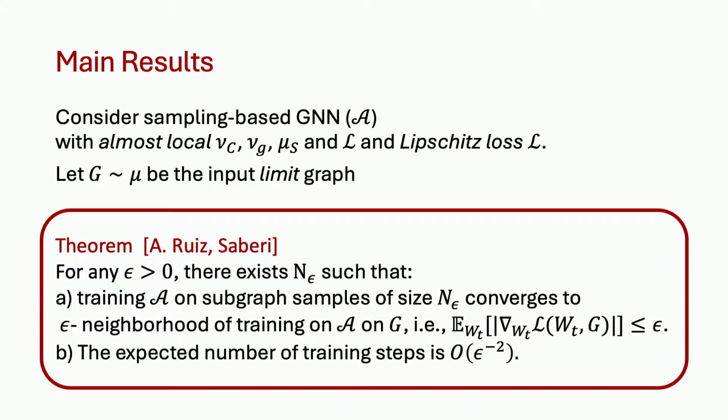We show that training the sampling-based GNN on these samples of size N epsilon converges to the epsilon neighborhood of training it on the whole graph. Basically, if I take the expectation over the gradient of the loss function, where W_t is my training parameters, on the small samples, it is going to be bounded by this epsilon as well. Then I can also bound the number of graphs that I need in this first part by 1 over epsilon squared. That's the general theme of the result.